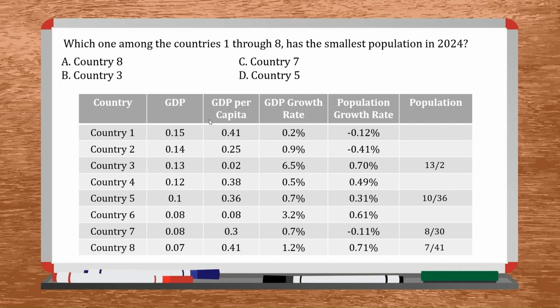I can see that if 441 is the denominator, so 44.1 is the 10%, and 88.2 would be 20%. So definitely 7 is less than 8.2. So this value is less than 20% or less than 0.2. Hence, I need not calculate any other value. So country 8 or option A is the right answer. Option A. Country 8 has the smallest population.